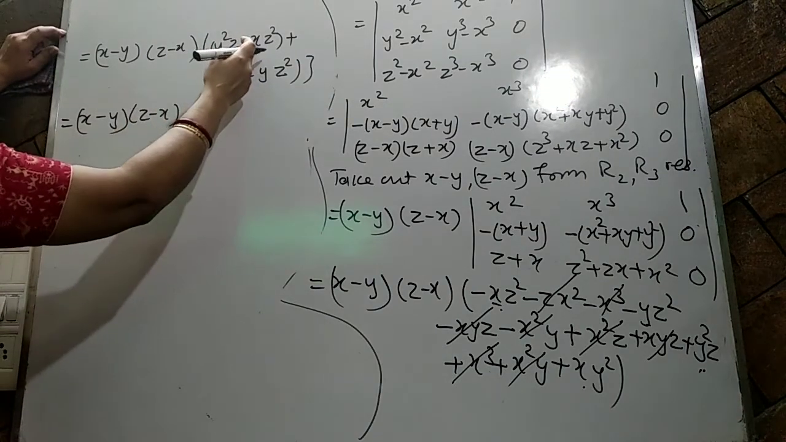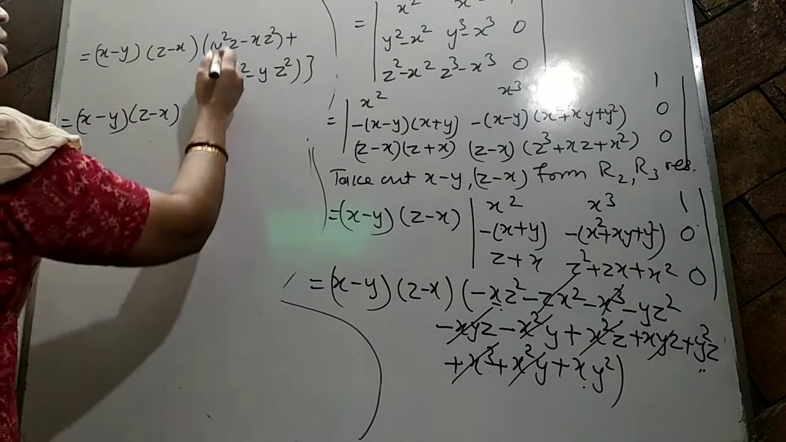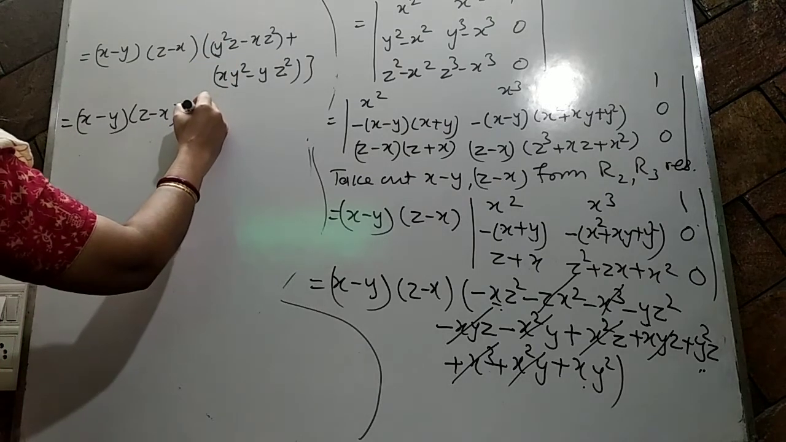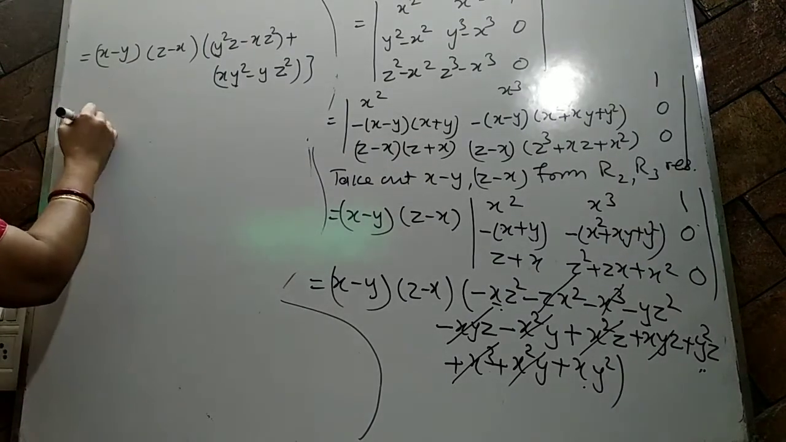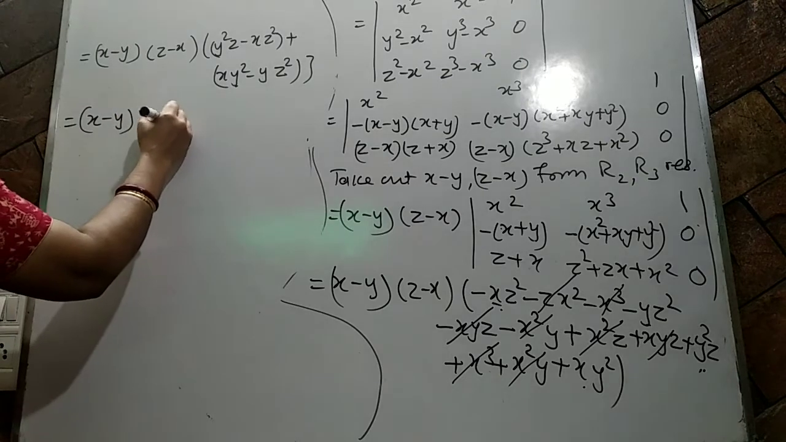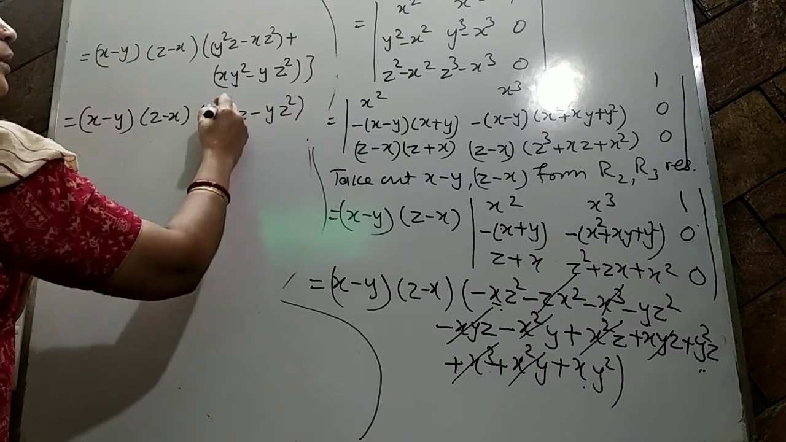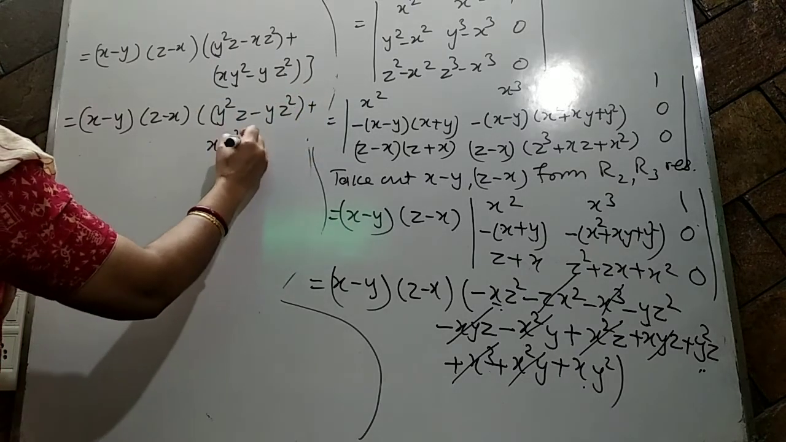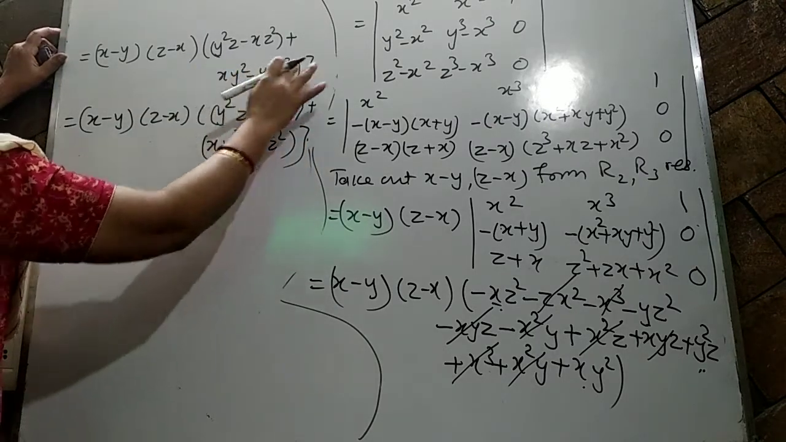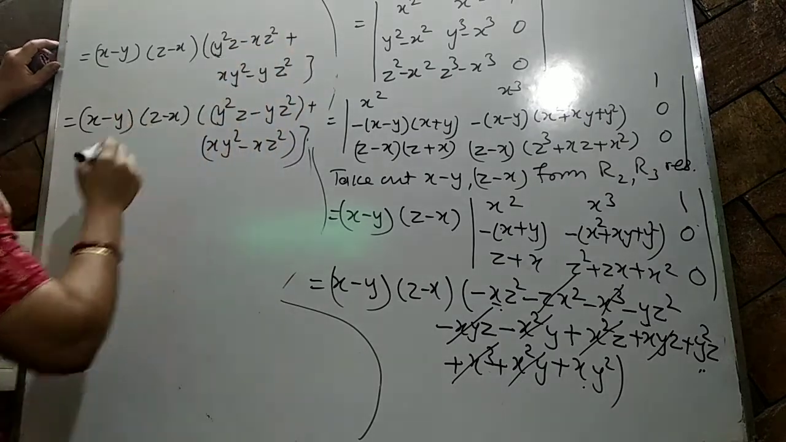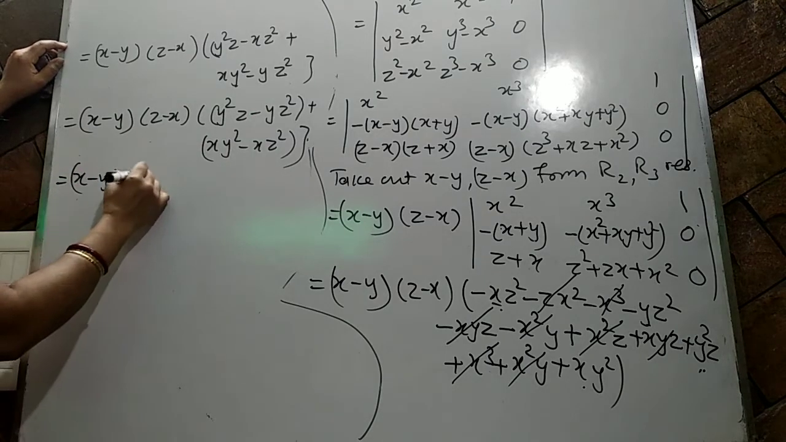Here I can take out what? We can make the combination. Now listen, I'm rewriting this one, that is equal to x minus y into z minus x. I'm taking y square z minus y z square as one term, and then plus I will take x y square minus x z square as another term. Clear to you? There are 4 terms, and I have rearranged them like this so that I can get the formula. Otherwise it is quite difficult.